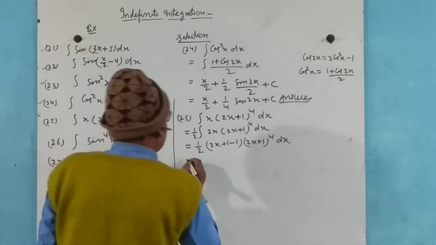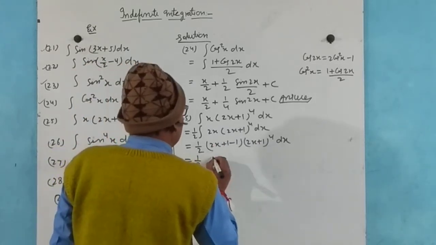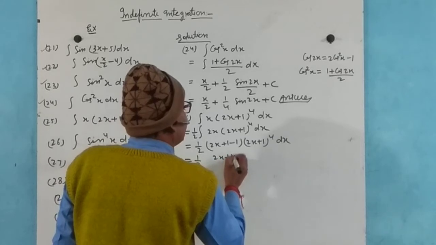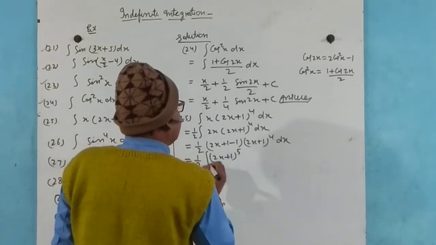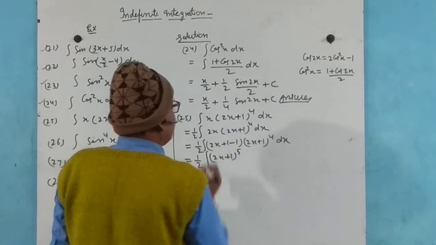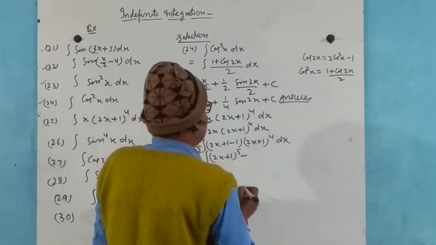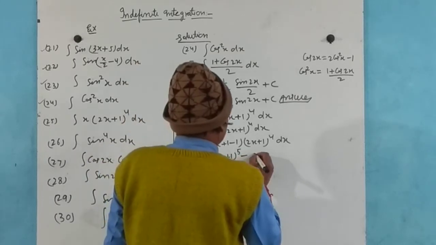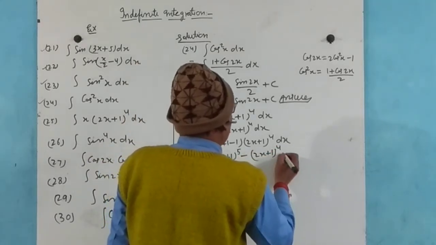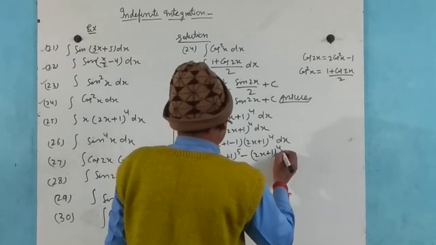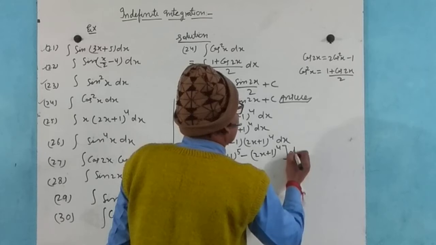so that this can be written as 1 by (2x plus 1) to the power 5, integration of, and minus (2x plus 1) to the power 4 dx.